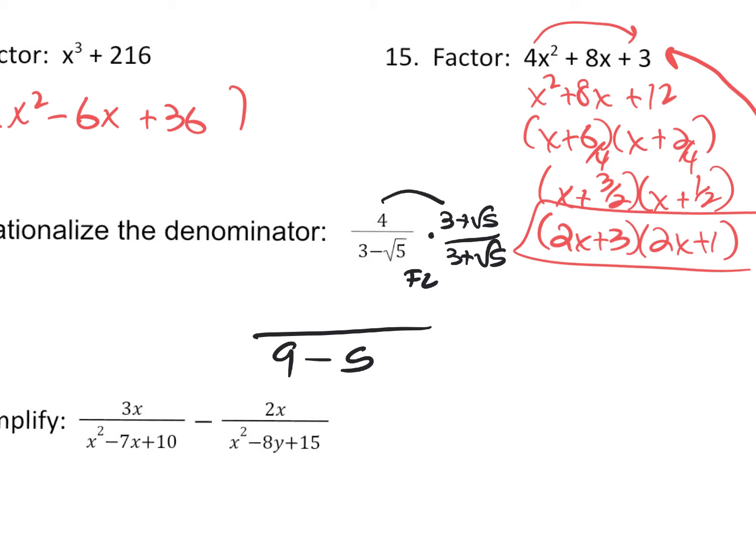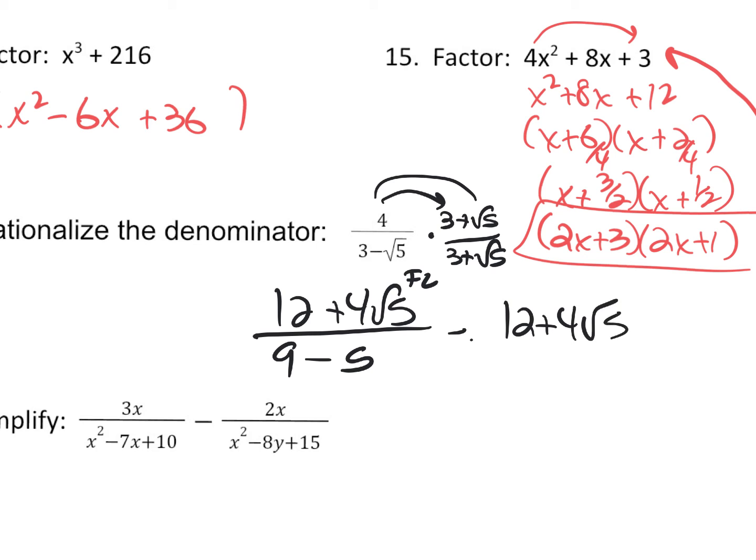On my numerator, I'm just going to distribute. 4 times 3 is 12. 4 times the square root of 5 is 4 square root of 5. So on my numerator, I'm done. I cannot add those together because one has a radical and one does not. On the bottom, I get 4.